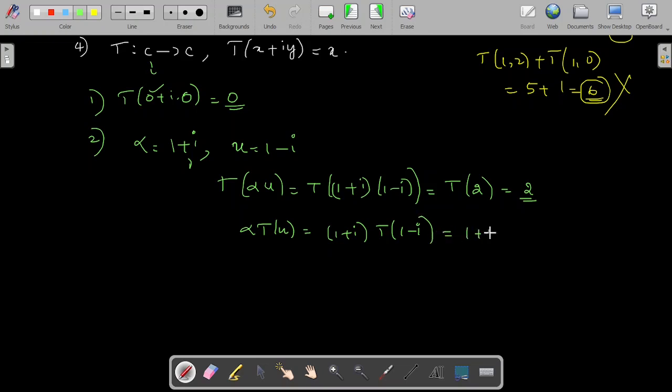So (1 plus i) into, where T of (1 minus i) goes to, what is the real part of this? 1. So this is 1 plus i. Now look here, T of alpha into u is not equal to alpha into T of u. Therefore your transformation T is not linear. It is not preserving the scalar multiplication.